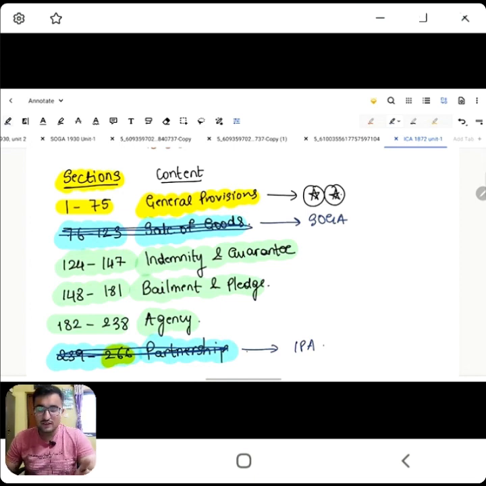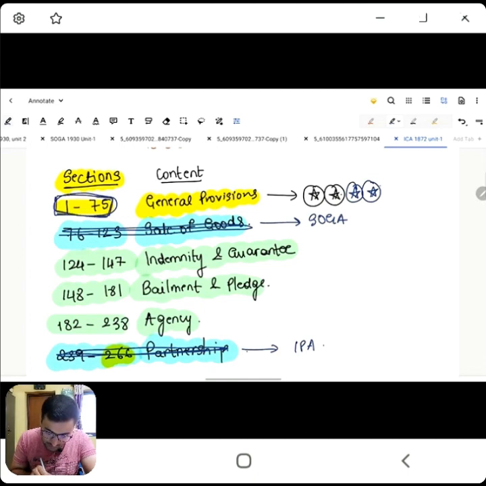Is it out of the syllabus? Of course not. It is a part of the syllabus. We'll be studying it later. This is still a part of the syllabus, and this is the majority of the syllabus. So section 1 to 175 of the Indian Contract Act is majority of the syllabus of the Indian Contract Act at CA Foundation.